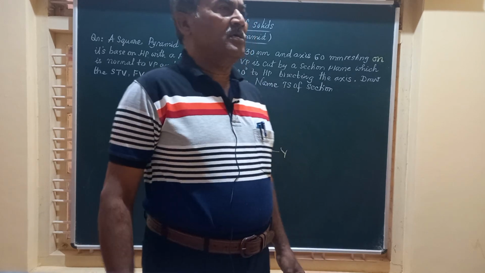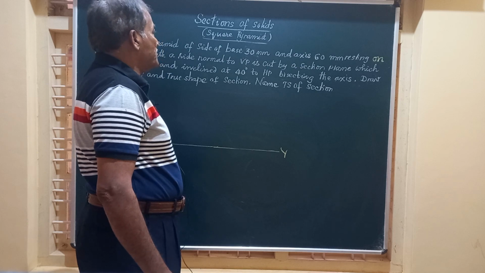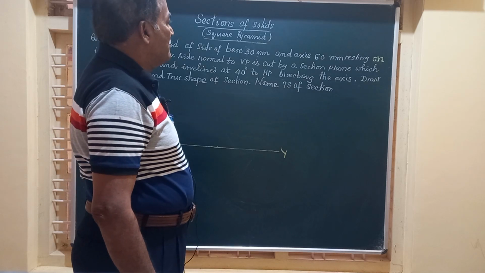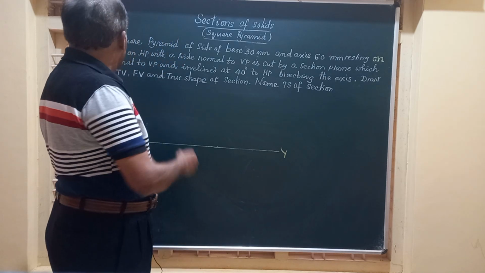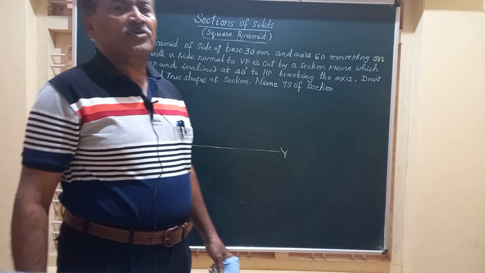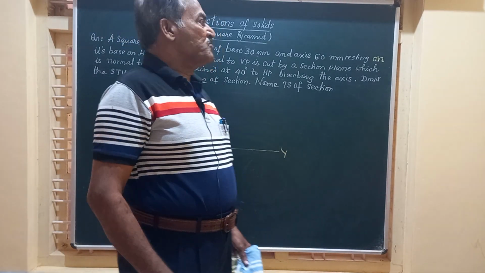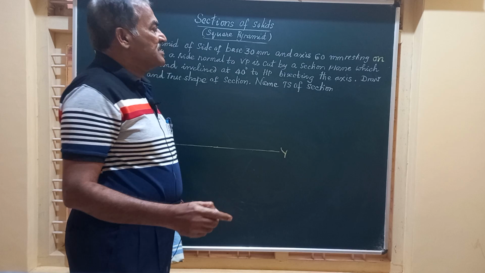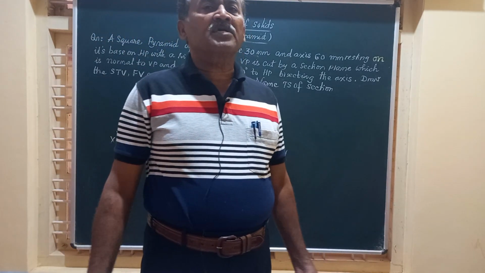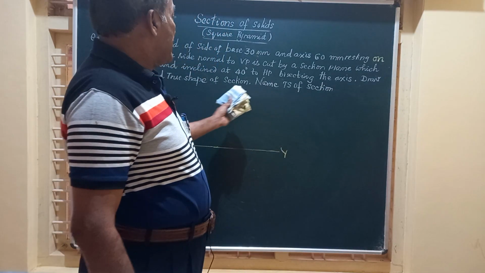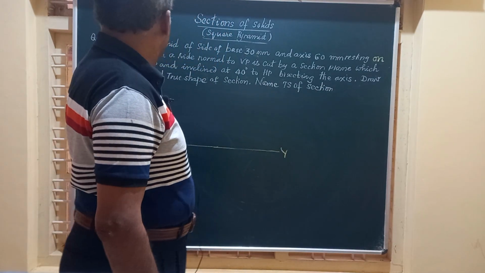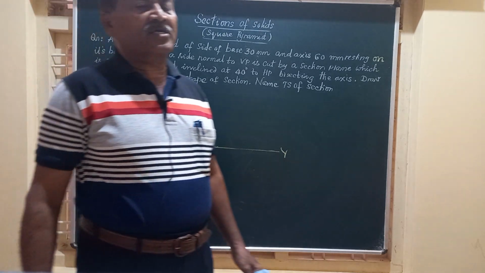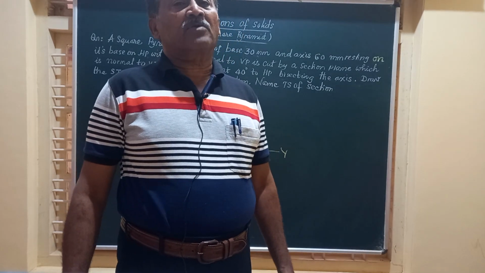And in today's session, we have this problem on the section of a square pyramid. A square pyramid of side of base 30 and axis 60, resting on its base on HP with a side normal to VP, is cut by a section plane which is normal to VP and inclined at 40 degrees to HP, bisecting the axis of the solid. It is asking us to write down the sectional front view, sectional top view, front view and true shape of section, and is also asking us to name the true shape of section.